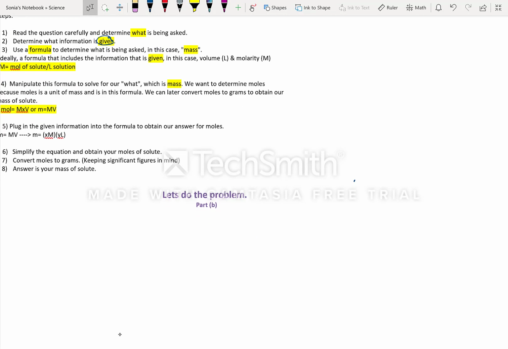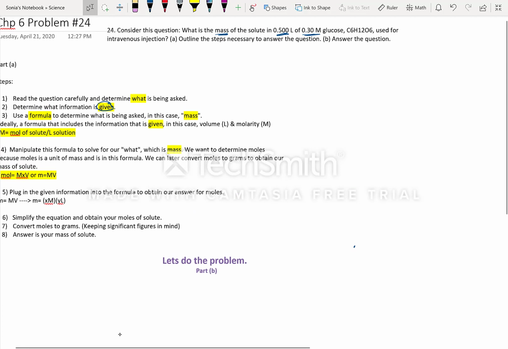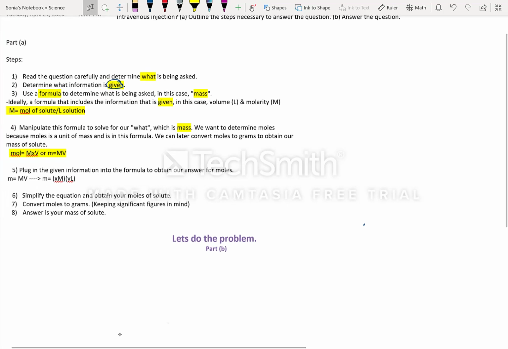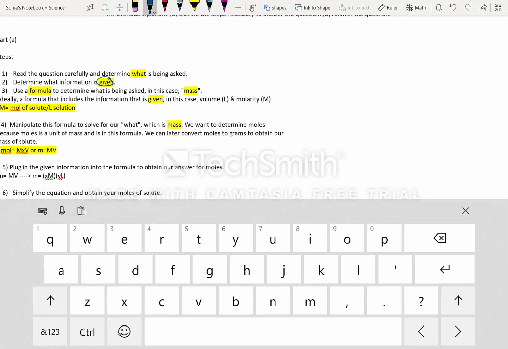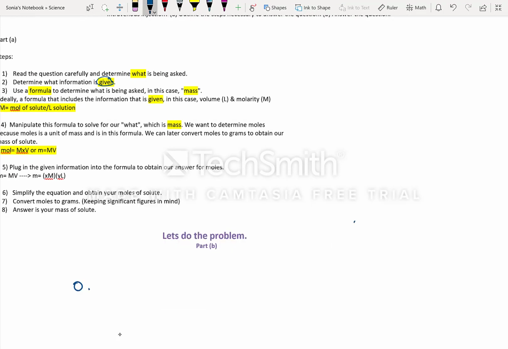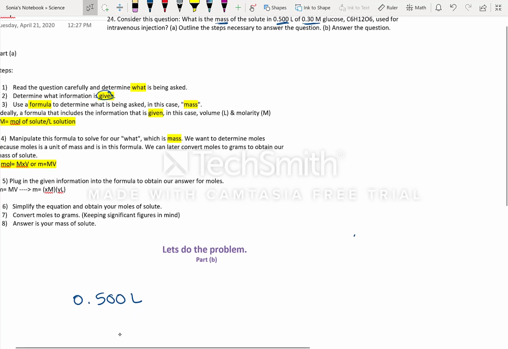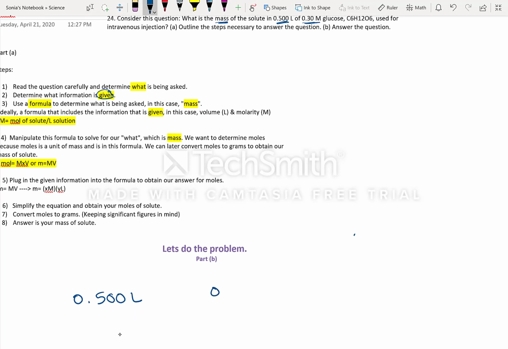Okay, so first, we already read the question. We did step number 1. Let's determine what information is given, which is the volume and the molarity, so we can go ahead and write that out. Let's write down 0.500 liters and 0.30 molarity of C6H12O6.